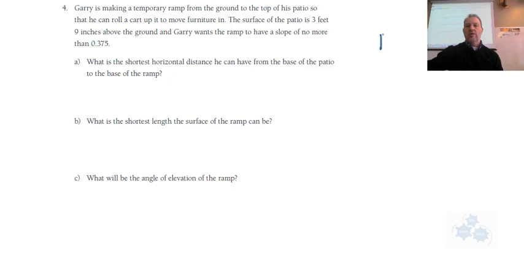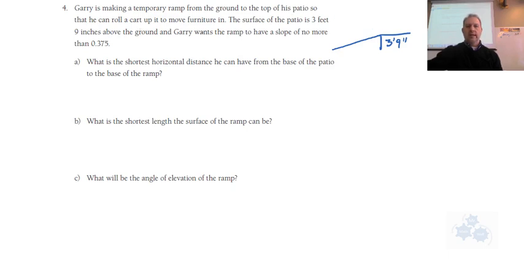So here's his patio, and the surface of the patio is 3 feet 9 inches above the ground. Let's just write it like this: 3 feet 9 inches. We'll figure that out maybe in inches a little bit later. He's trying to build a ramp like this so that he can roll a dolly or something up to carry furniture up there. Okay, temporary ramp.